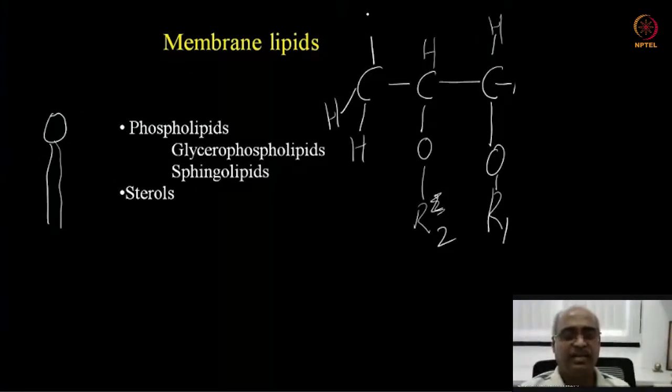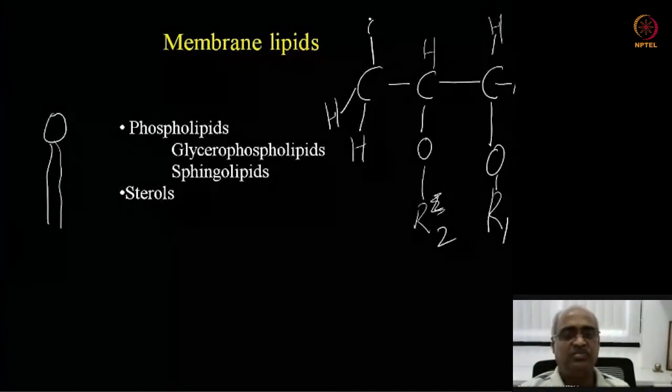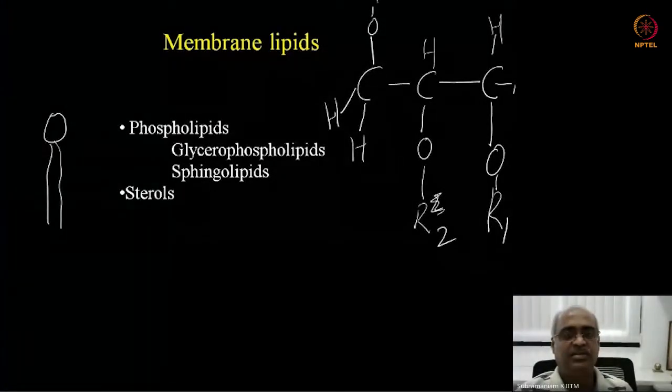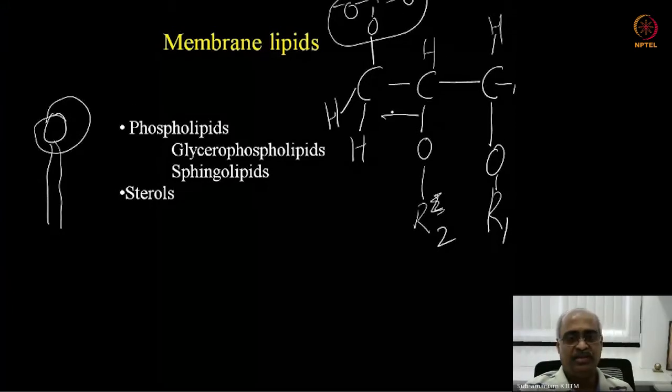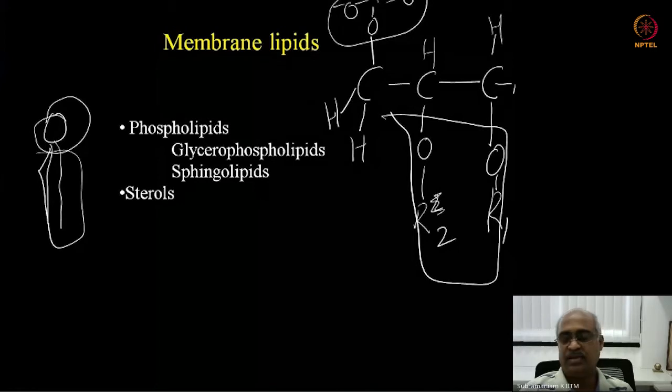So here you can have a polar group, like for example, you can have a phosphate group. The other one I'm not writing, this is going above the board. So this portion can have other hydrophilic groups attached, and that is the head group. And these two chains here are your long chains. Okay, so these are the phospholipids.